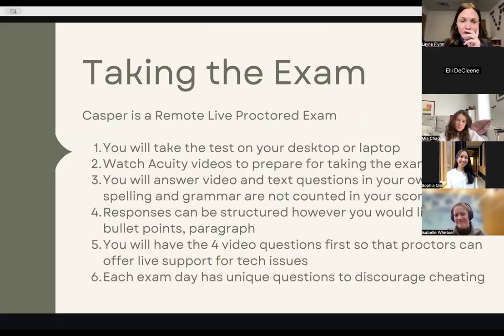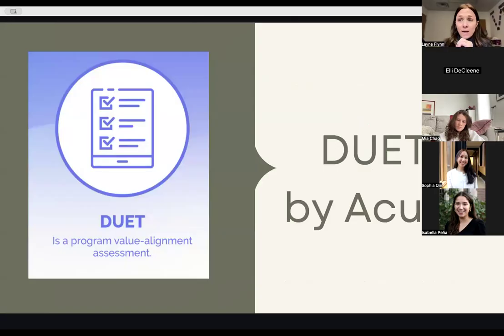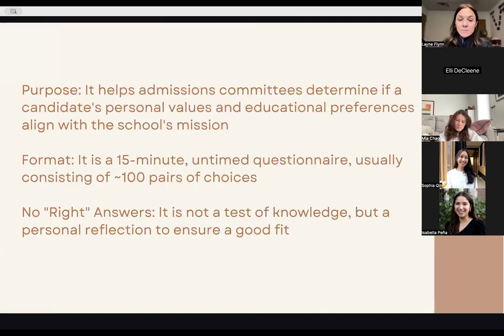Okay. So the last thing I'm just going to mention really quickly, and I know a lot of you have to go, is there's one additional assessment. It's through the same company that has the Casper. It's called the Duet, and it's about aligning mission with program. Again, this is more general, not specific to medical schools, and there's not a lot of schools that are looking for it right now. But if you're from Texas, there are a few Texas schools, so that's good to know. Otherwise, it's unlikely you'll have to take it this year.